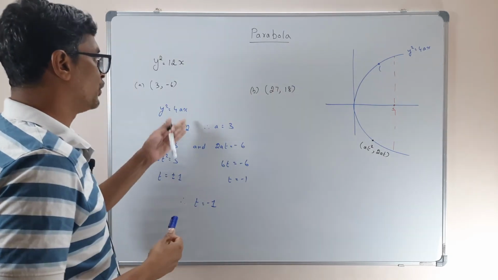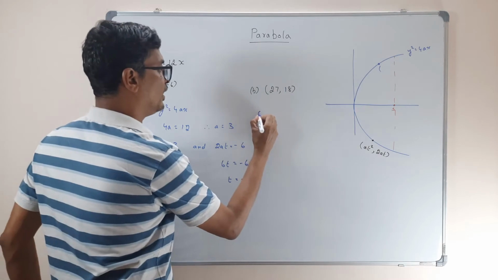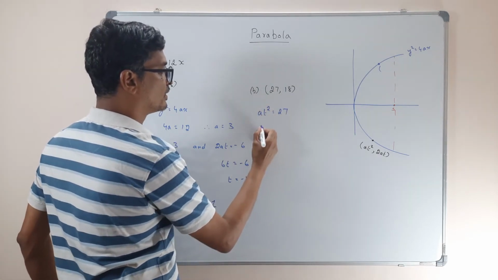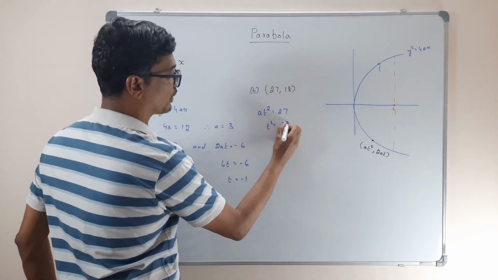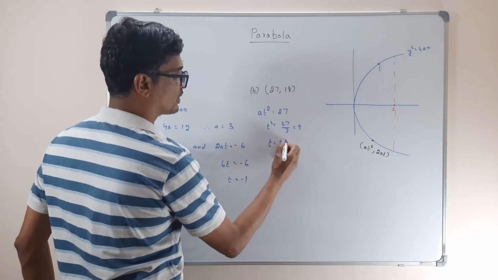Of course, a is going to be the same parabola. So what we have, at square equal to 27. So this says a equal to 3. So t square equal to 27 by 3 equal to 9. So t is equal to plus or minus 3.